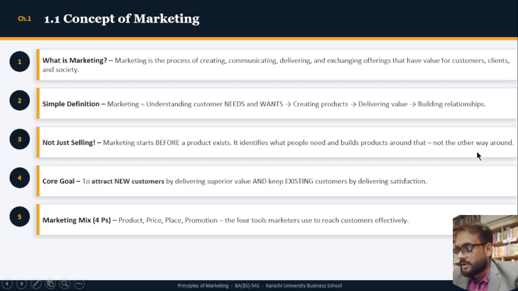The thing is the core goal. I have also discussed what the core goal is. The core goal is to attract new customers by delivering superior value, and keep existing customers by delivering satisfaction.